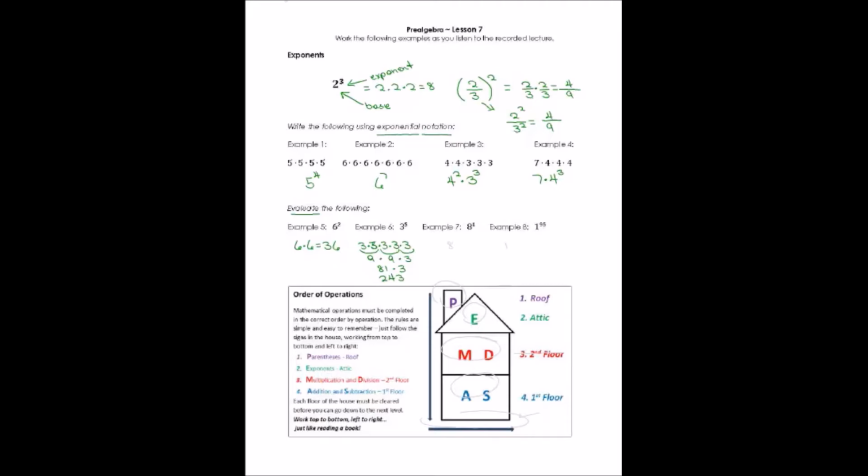Number 7 is an exponent that doesn't really have to be written. 8 to the power of 1 is just 8. And number 8 is an easy one for us to figure out. 1 to the power of anything is just going to be the answer 1. We can multiply 1 as many times as we want to and still just come up with 1.